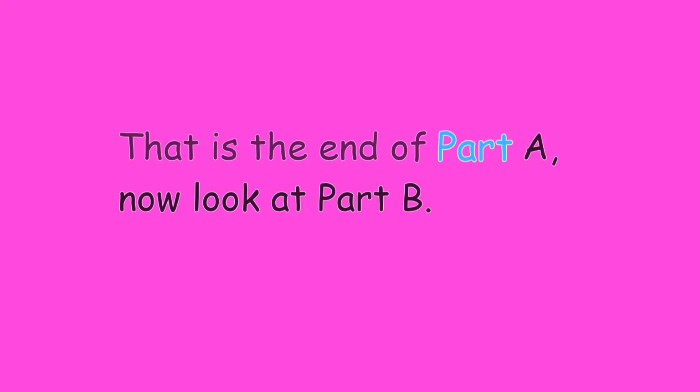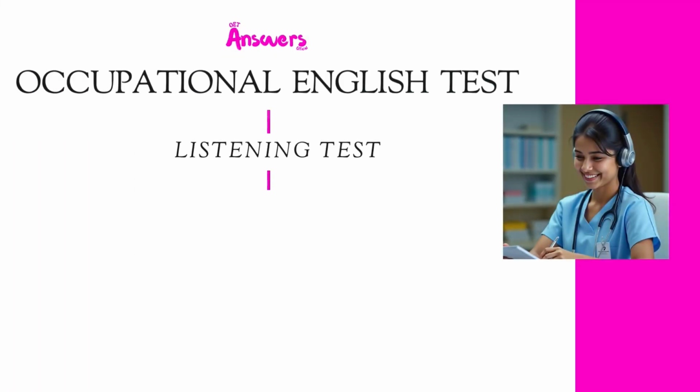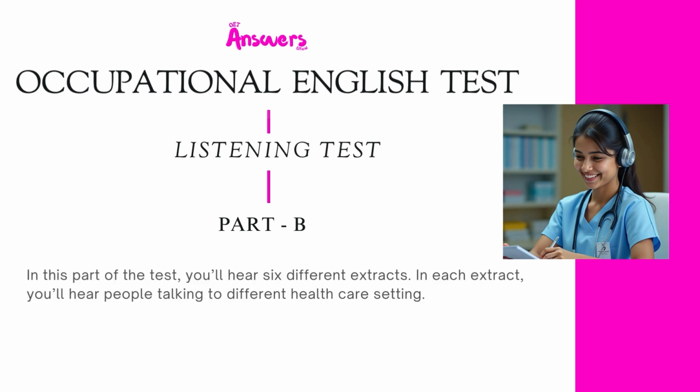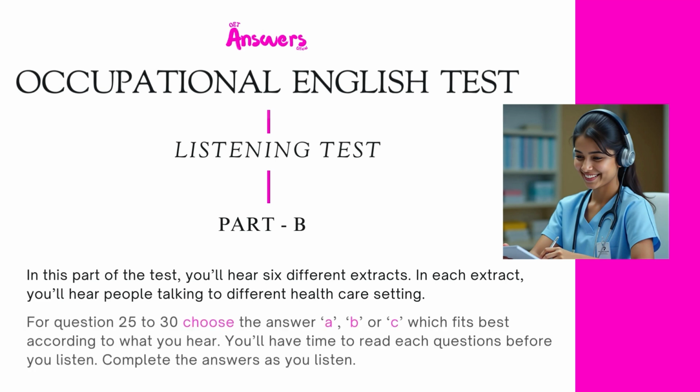That is the end of Part A. Now look at Part B. Part B. In this part of the test, you'll hear 6 different extracts. In each extract, you'll hear people talking in a different healthcare setting. For questions 25 to 30, choose the answer A, B, or C, which fits best according to what you hear. You'll have time to read each question before you listen. Complete your answers as you listen.